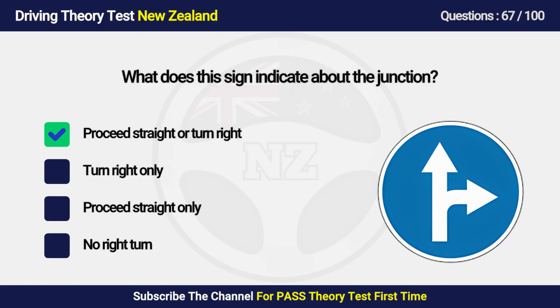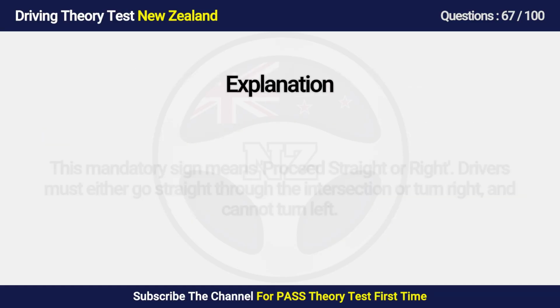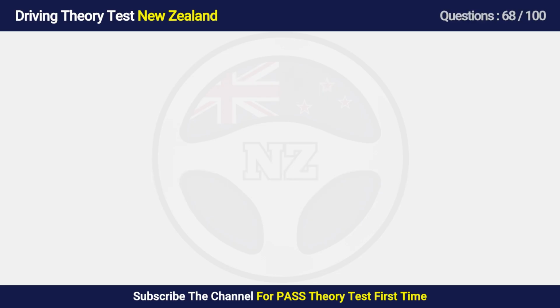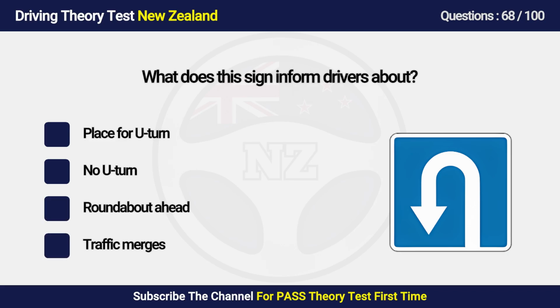Answer is A. Proceed straight or turn right. This mandatory sign means proceed straight or right. Drivers must either go straight through the intersection or turn right, and cannot turn left. Question 68. What does this sign inform drivers about?